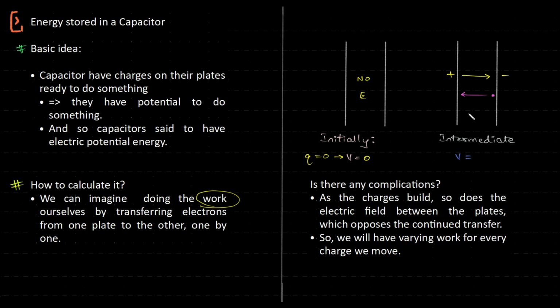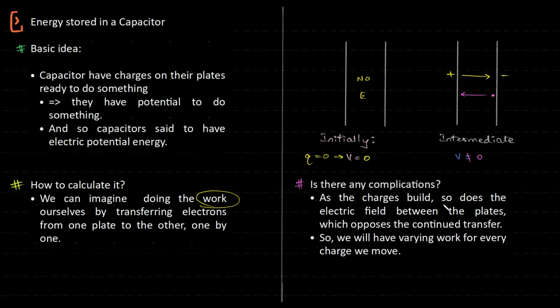So along the way, we'll have a voltage which is not equal to 0, right? So is it as simple as counting the number of electrons moving from one end to the other, and just multiplying force into displacement? Well, it is force into displacement in some sense, but it's not as simple as a single value of force into displacement. The complication is over here.